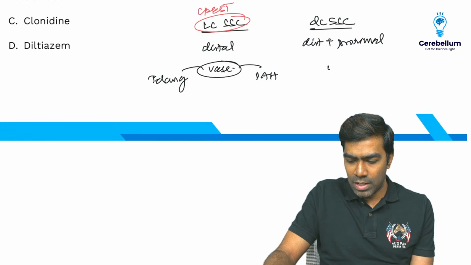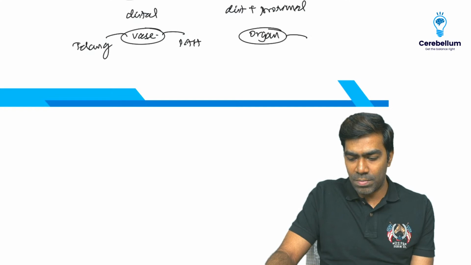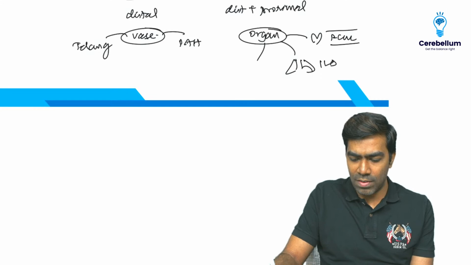But in the diffuse cutaneous variety, you're going to see more organ related complications. Organ damage is more common than vascular damage. So what are the evidences of organ damage? Patients can develop cardiac involvement in the form of restrictive cardiomyopathy, RCM. Patients can develop pulmonary involvement in the form of ILD, and renal involvement in the form of SRC. So these are going to be the classic manifestations.